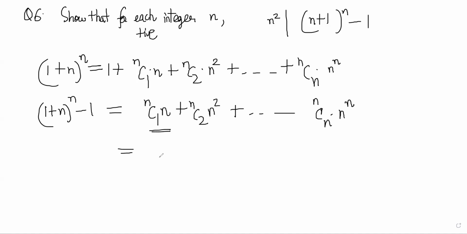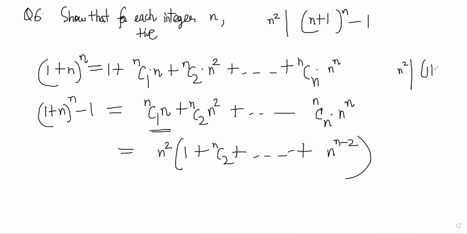And it is clear that this term is n square. We can take that common. We have 1 plus nC2 and so on till n power n minus 2. Basically, it's an obvious proof that n square divides 1 plus n power n minus 1. Another simple problem. The next problem, however, is more complicated, and I would like you to pay attention. This is a result that will be useful for you in different situations.